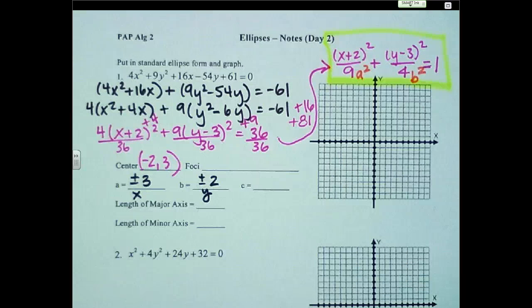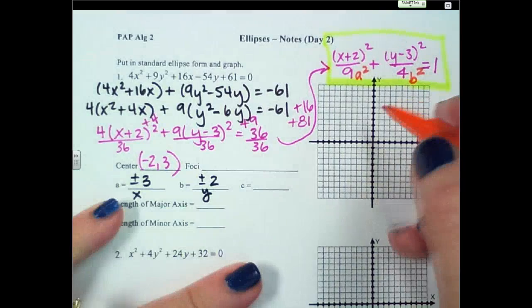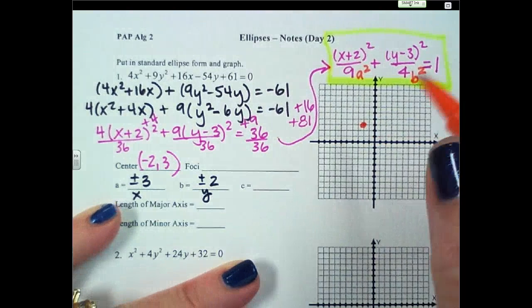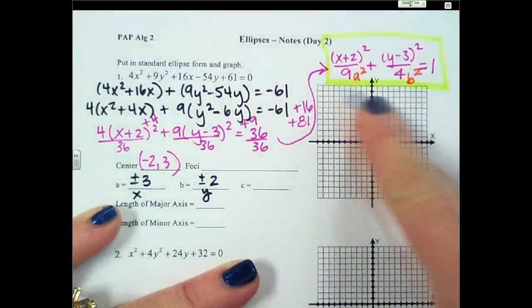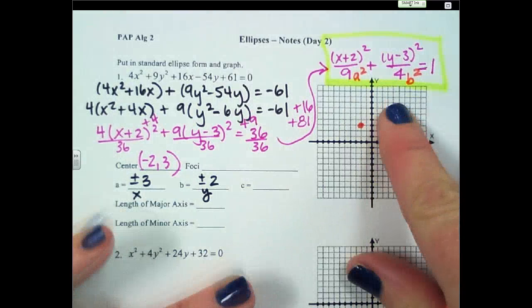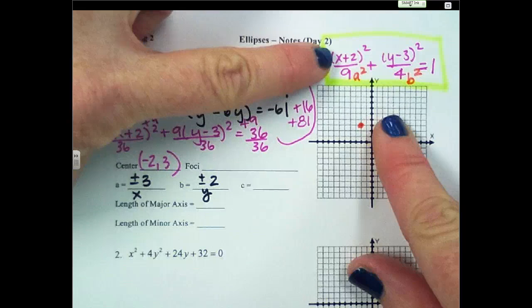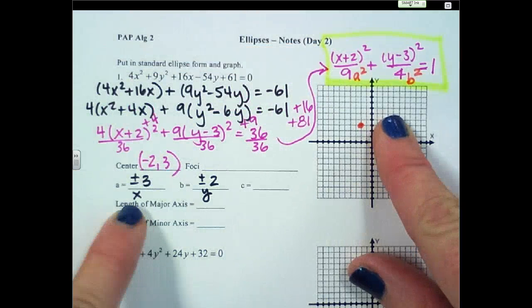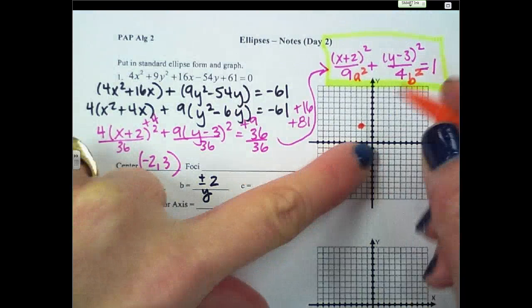So let's actually plot my ellipse. I'm going to start at negative 2, 3. And I like to look at this equation to graph my ellipse personally. I like to say, okay, on the x-axis, I need to slide 3. That's where I look. But you can look wherever you want. It tells you right here, too. So on the x-axis, you're going to go 3.